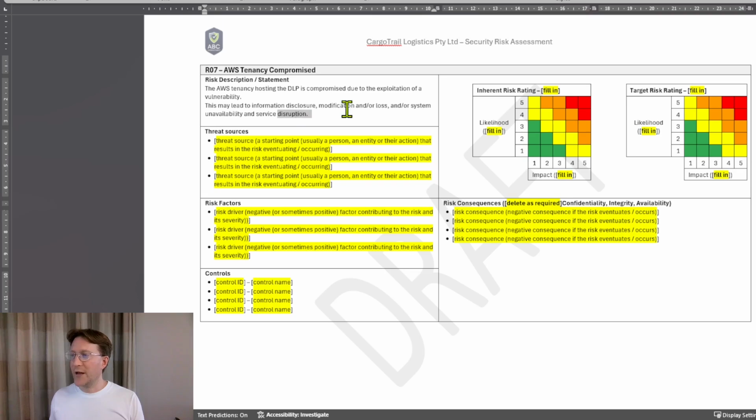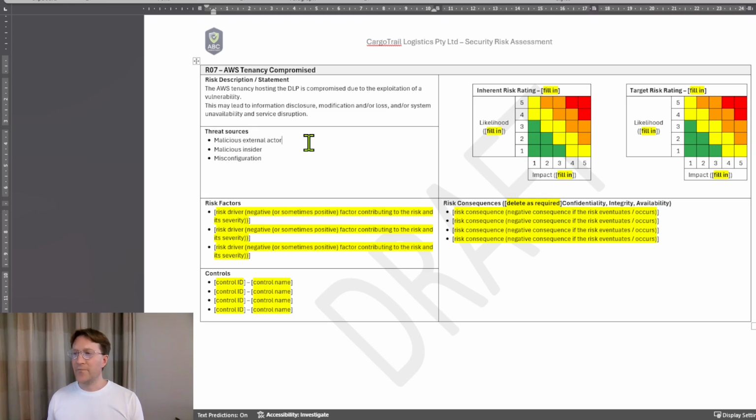And we know that we could have the system being out or service disruption if the infrastructure was affected, because it literally hosts the platform that this company depends on to conduct its operations. So if we had an issue with the AWS infrastructure, then this core DLP app can easily be made to not work properly. Threat sources, we could have a malicious external actor who, say, uses phishing to compromise the account of a CTL employee who has access to the tenancy.